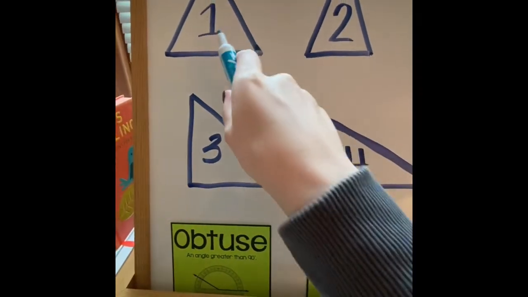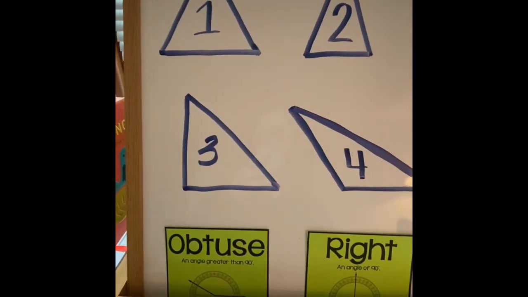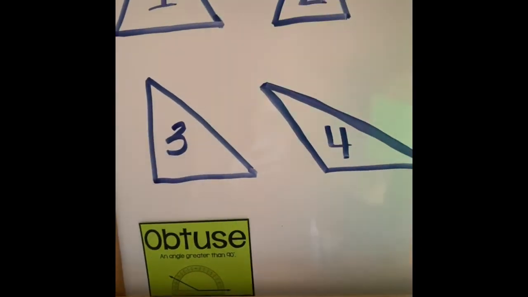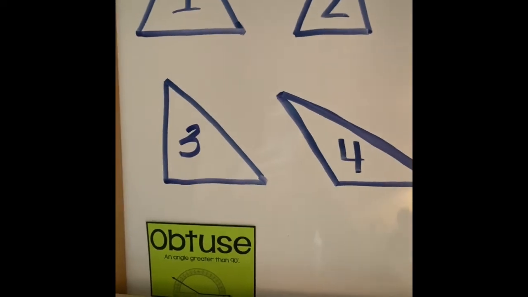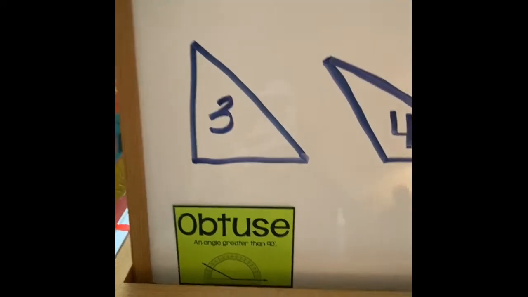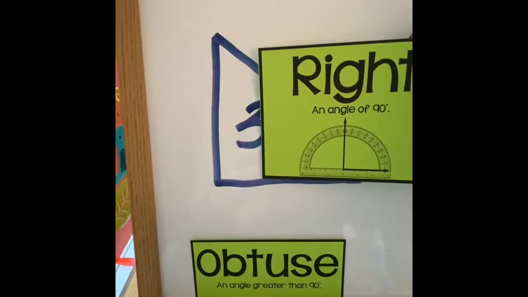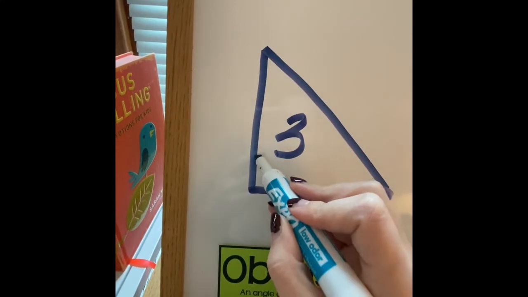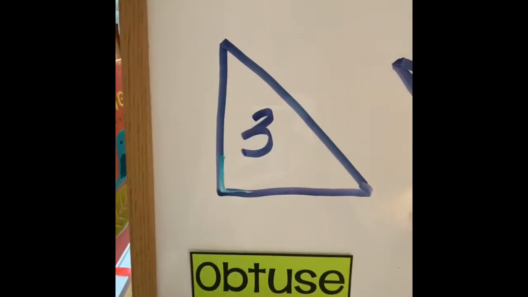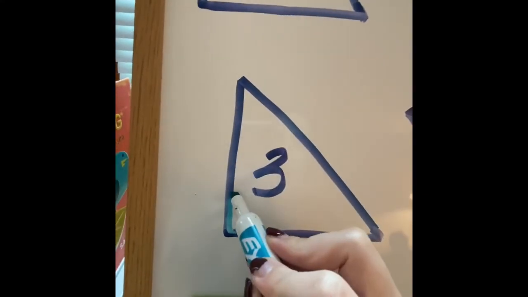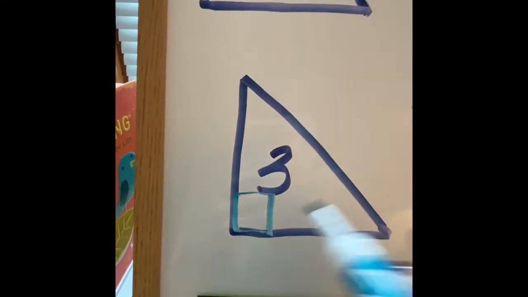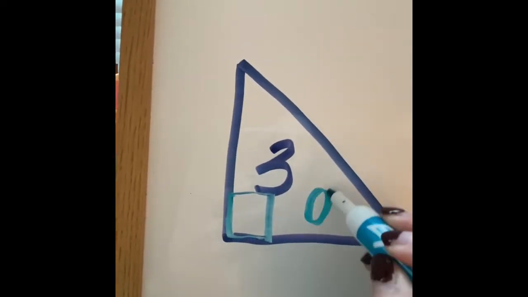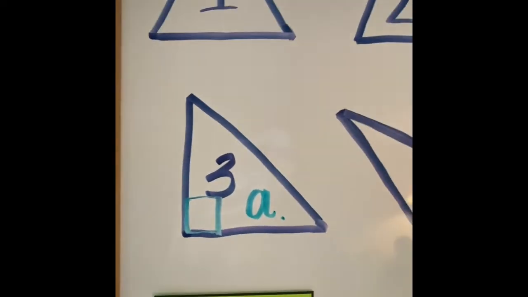Is it triangle number one? Doesn't quite look like it. Is it triangle number two? No, still not number two. Let's look at number three. Oh, that looks pretty similar. This part right here has the same looking angle. And if I were to do this, I've got my square in that corner. So lowercase a matches up with triangle three.